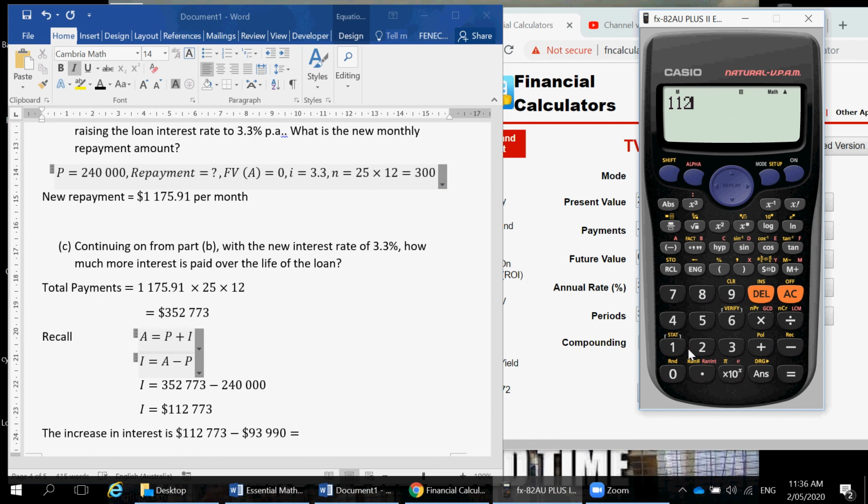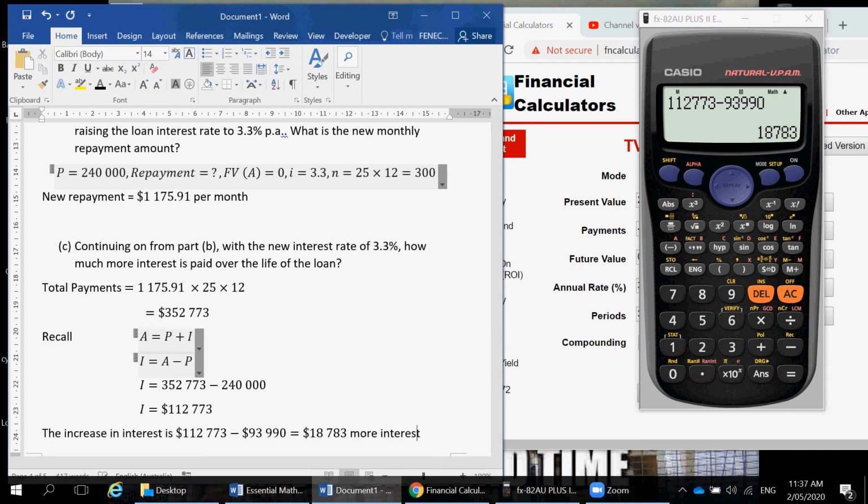So 112,773 subtract 93,990. They're actually paying $18,783 more interest over the life of the loan under that small increase in the interest rate. So, you know, small amounts of interest add up to be massive amounts of money over time. Think about that, 0.5% increase in interest added $18,783 over the life of the loan. It's pretty interesting.